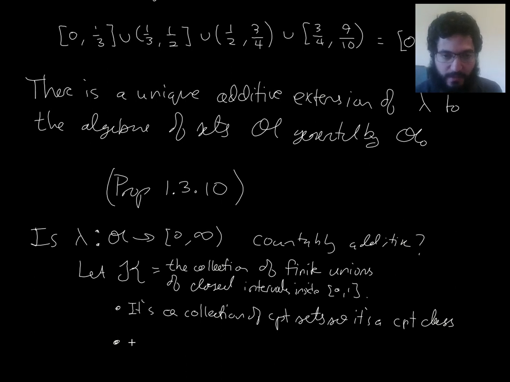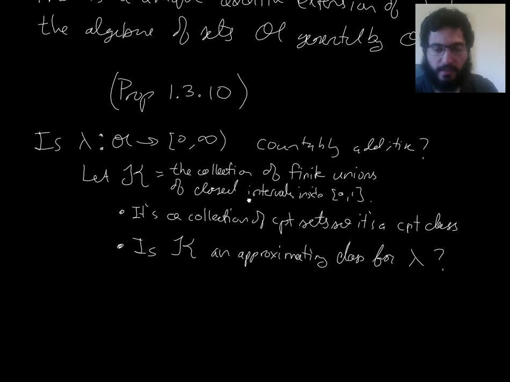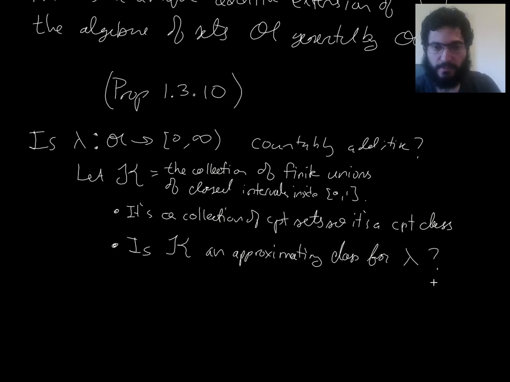And then the question is, this collection of sets, fancy K, is it an approximating class for lambda? So let's see. What I need to show is basically that the condition that I labeled flower in the previous lecture holds for K and lambda.